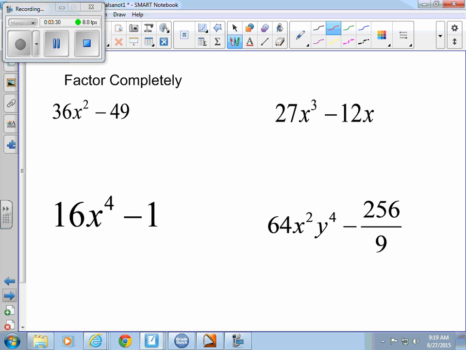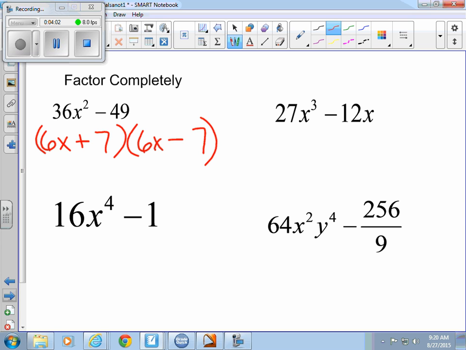What is the square root of 36? If you didn't know that, use your calculator to find it. What is the square root of 49? One with a plus, one with a minus. Very little thought has to go into that as soon as you recognize it. That's how you factor differences of squares.